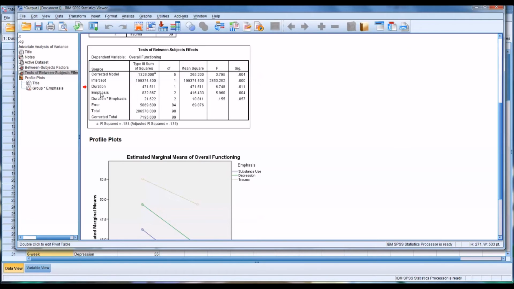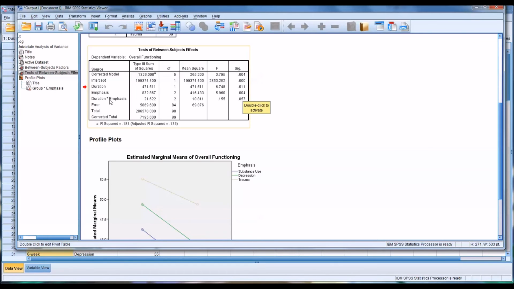Now let's look at emphasis. Remember, that's substance use, depression, and trauma focus groups. So is there a difference by emphasis? And you can see here that there is. The significance level is 0.004, or 0.4%, well under the 0.05, or 5% alpha. So there's a statistically significant difference for both duration and emphasis.